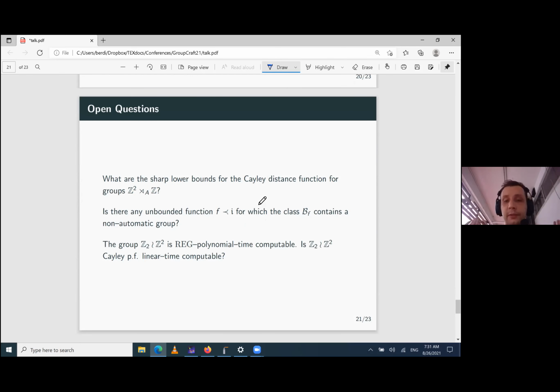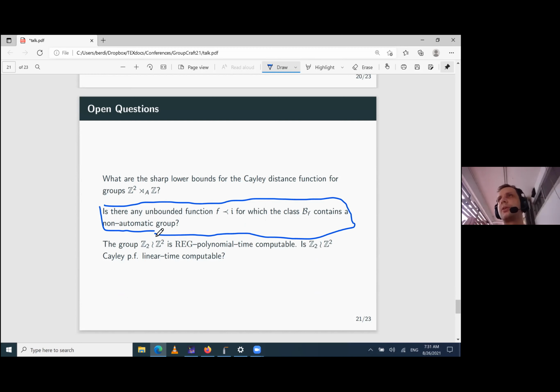We have plenty of questions like that, and this is the conjecture that I mentioned already, right? So we suspect that for all Cayley automatic groups, the lower bound is just a linear function, but we don't have a proof for this yet.